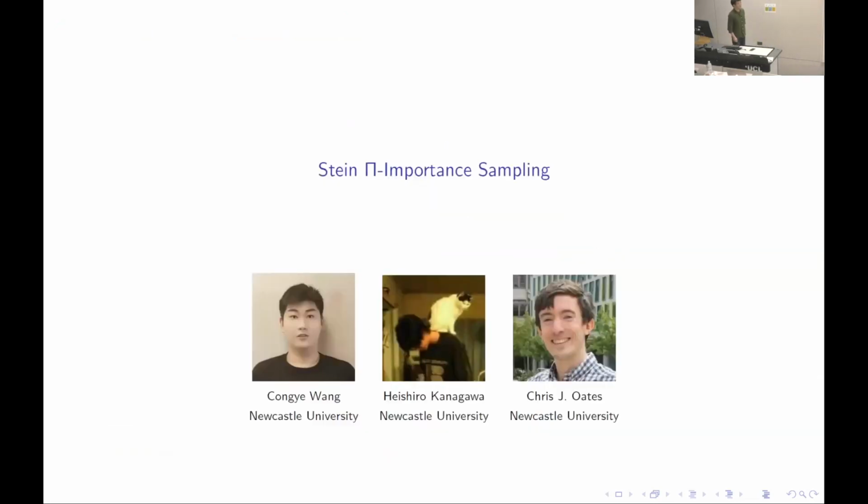Yeah. All right. So the brilliant minds behind Stein Pi importance sampling are as follows: Congyi Wang in the audience, Hisaki Kanagawa, and Chris Oates.